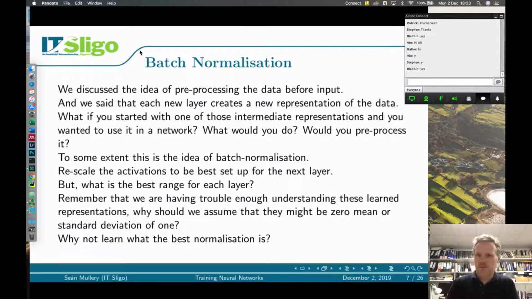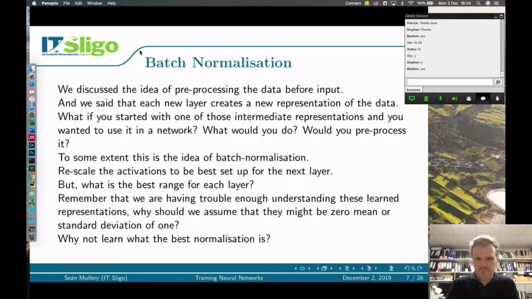So what if you started with one of those intermediate representations? Let's imagine that you're 5 layers in and you have some intermediate representation. Let's imagine that that was your actual starting data. Well, if that was your starting data, what you'd likely do is some pre-processing on it. So what we're saying is, is there a way that you could do that pre-processing as you go, before it goes into the next layer, in order to make it easier for each one to make its changes? Remember that this doesn't really change where the parts are at this stage. We just want to condense it into a region that makes it nice to deal with. So to some extent, this is the idea of batch normalization. You rescale the activations to be best set up for the next layer.